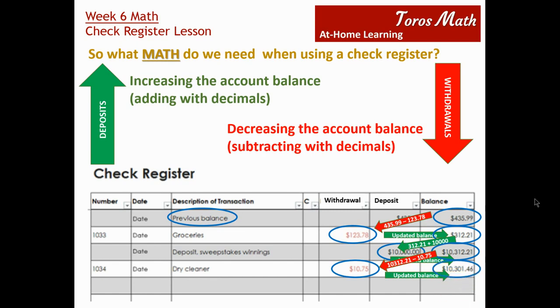So $435 was your starting balance. And then this example is going to be the ending balance of $10,301. So it's just an ongoing process where you keep it updated.